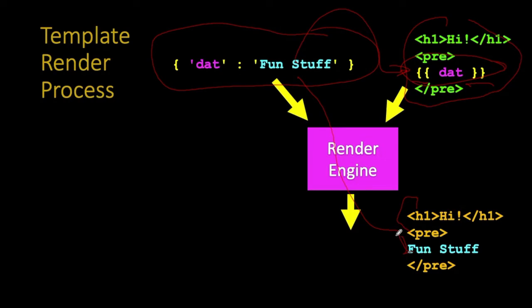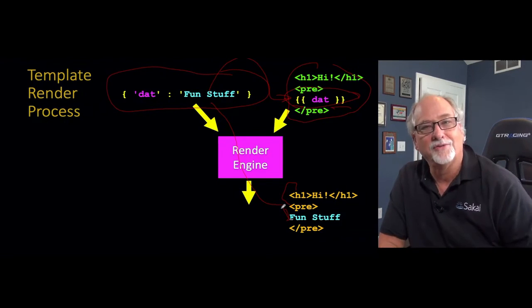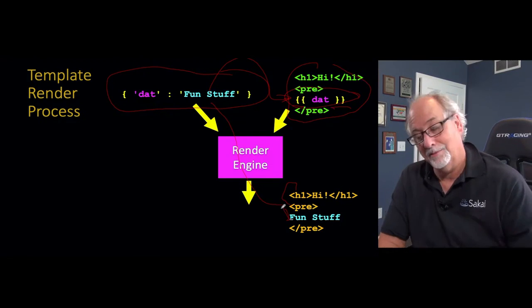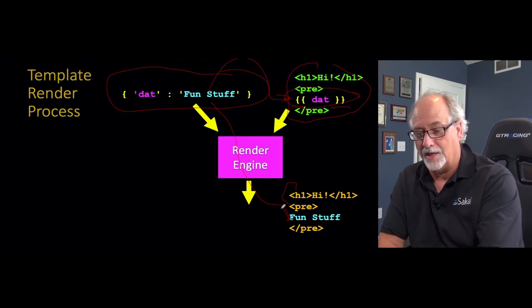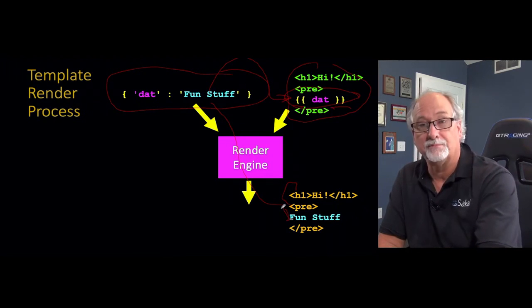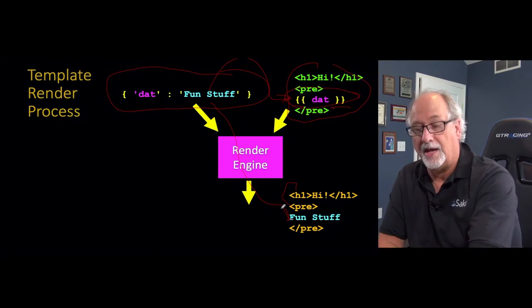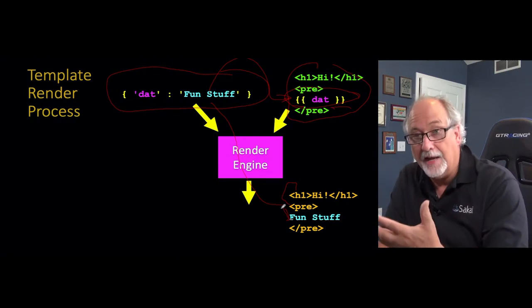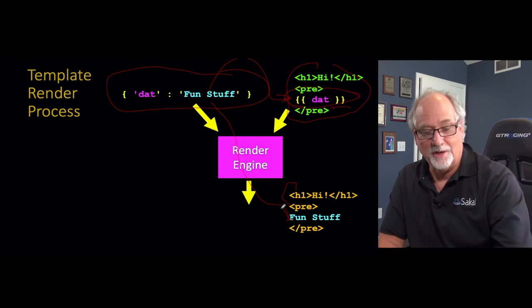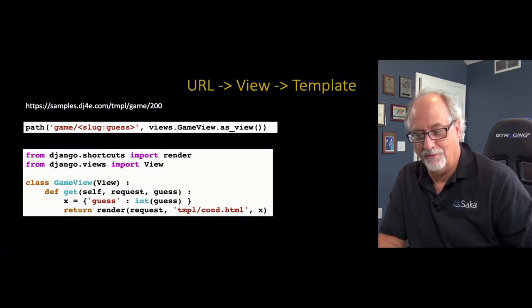And if you thought about it for a while, you could probably write a render engine. They're not that hard. Now you'll see they have some sophisticated features eventually, so you probably don't want to write your own render engine. But you could imagine a Python assignment where I say, write me a function that takes a dictionary with key value dat and fun stuff, and then take some text file that has curly brace dat curly brace, find that and replace it with that string. You could write that code. You don't want to write that code. Django has already written that code for you.